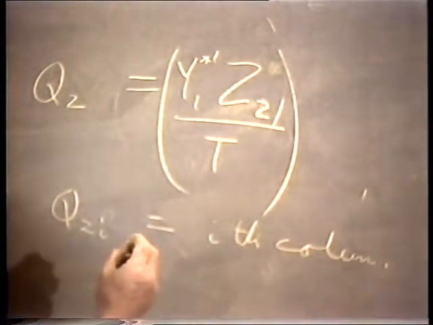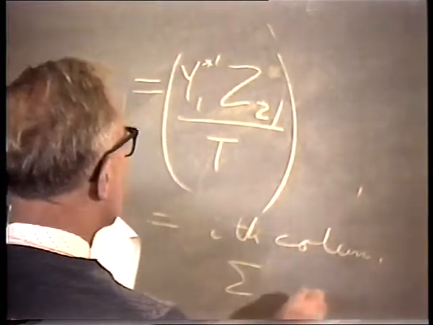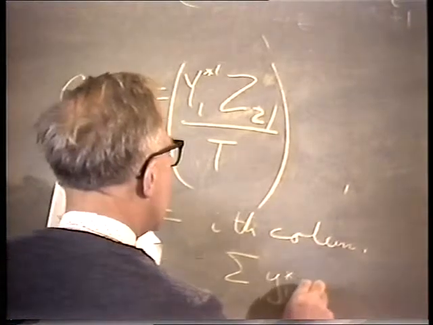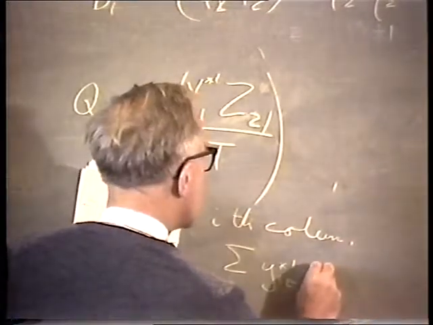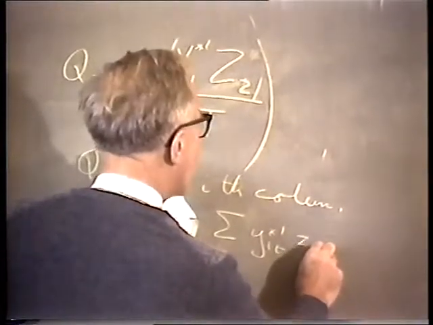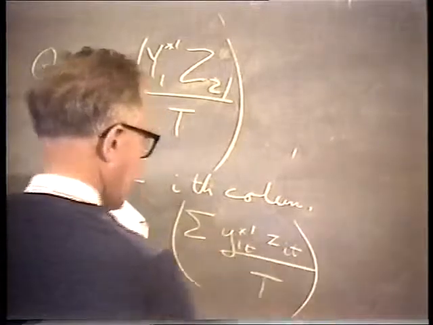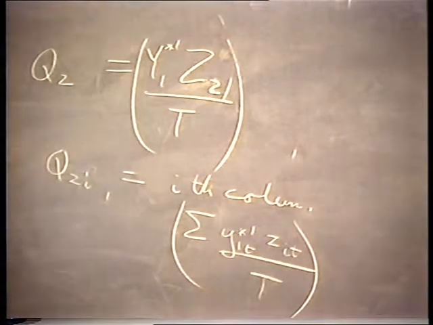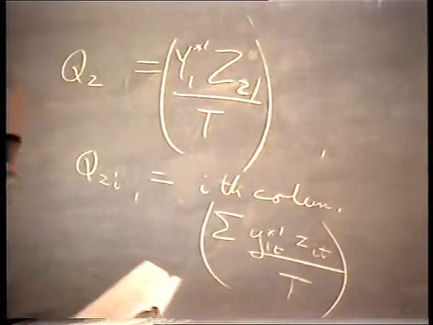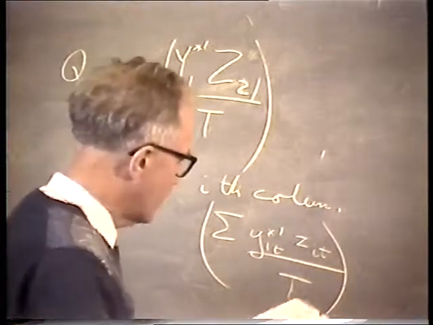Then what we have is an expression of the form sigma Y1 star T primed Z I T divided by T. Since the Z's are non-stochastic, the Y1 stars are a linear combination of the Z's, and the error on the reduced form equation, which is a normally distributed variable.